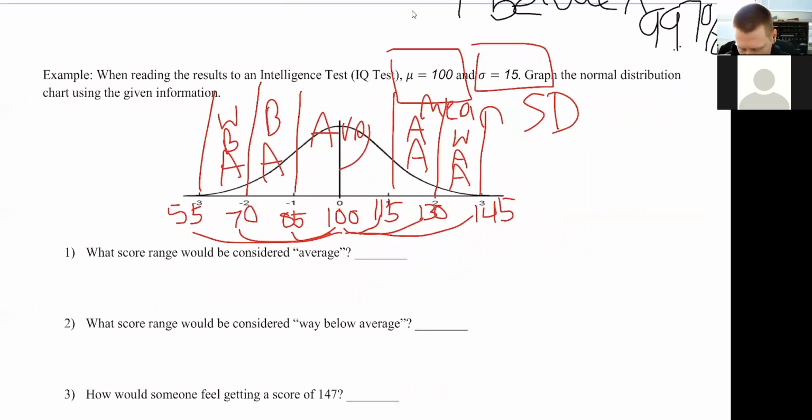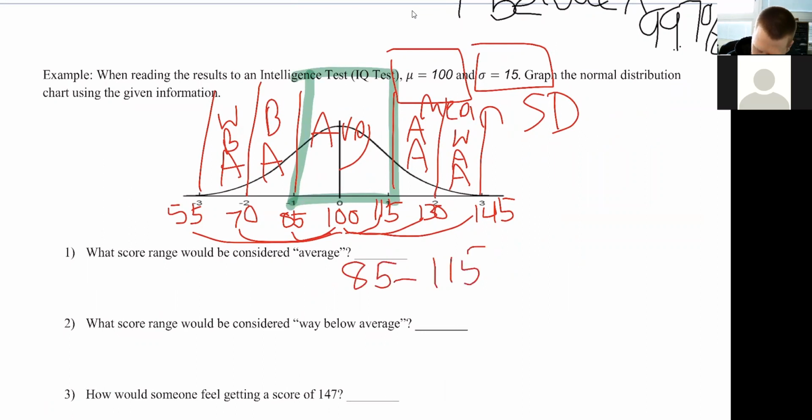So it says, what score range would be considered average? So average is from here to here. So the range would be, I'm just going to write it below, from 85 to 115. So if you got 85 to 115 on this IQ test, you would be considered average. And some might break it down more than that, but basically, if you're within 1 standard deviation, that's pretty normal in terms of a test.